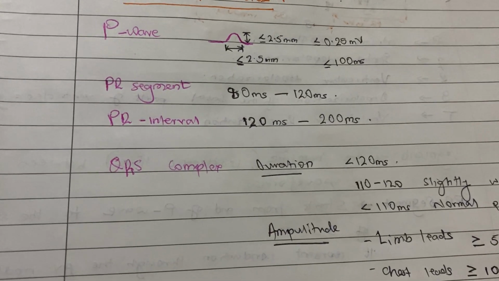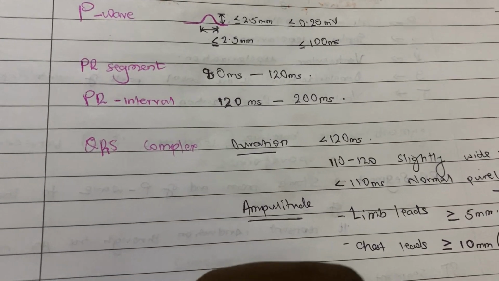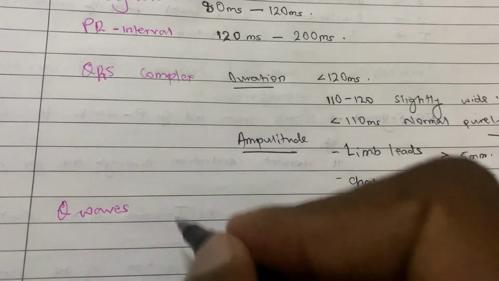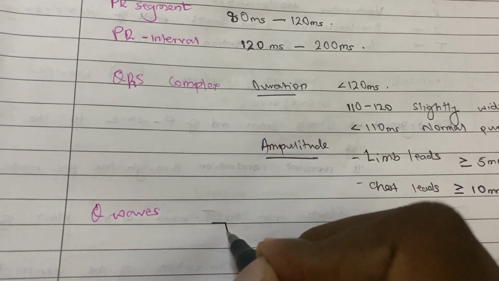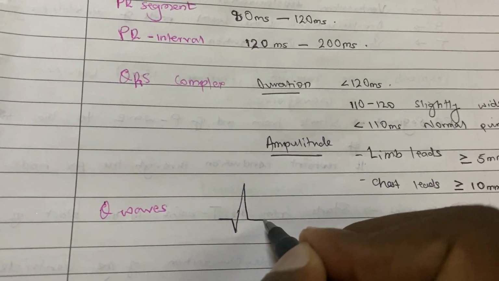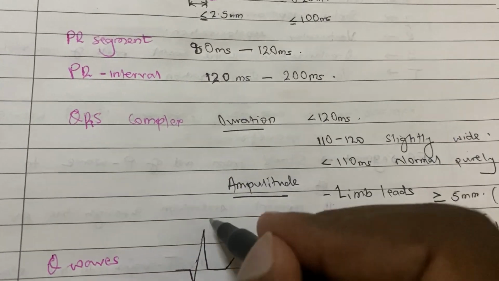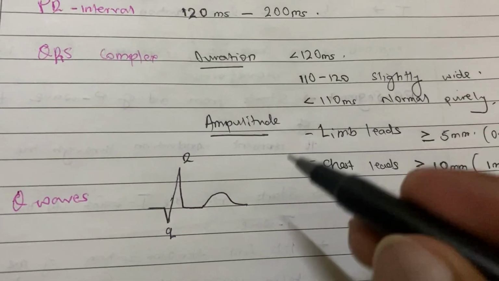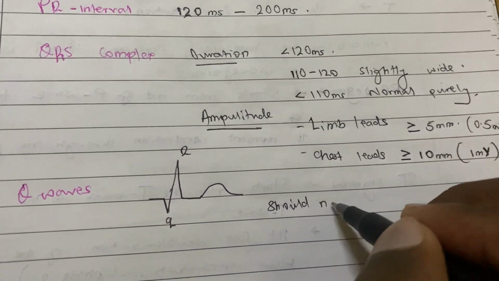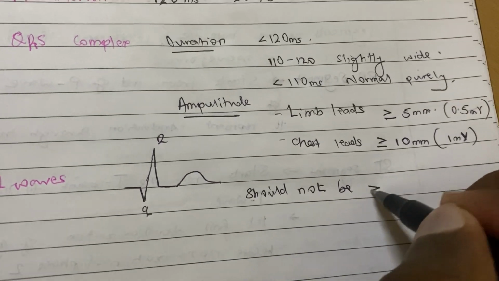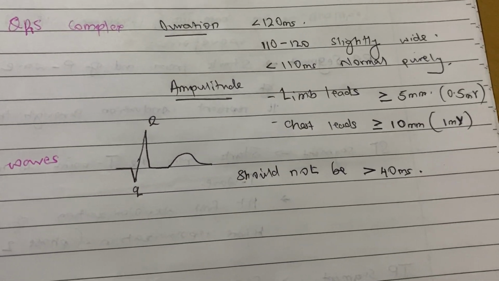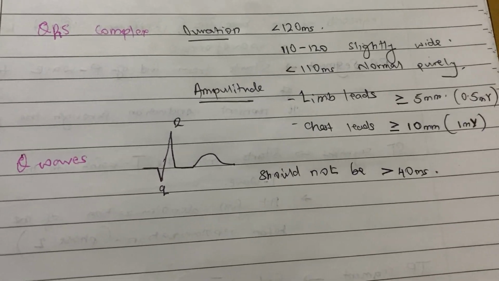And then Q waves, if they are present. Normal Q wave parameters: for example, this is the Q wave, this is R, this is Q. This Q wave should not be more than 40 milliseconds wide. So it should be less than 40 milliseconds.